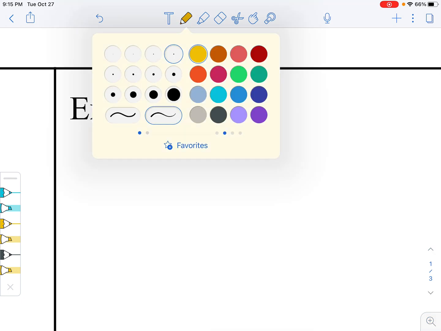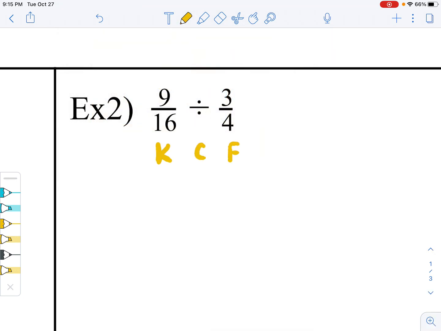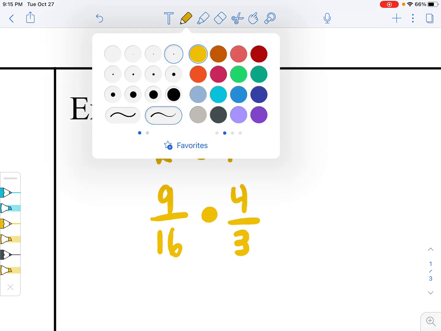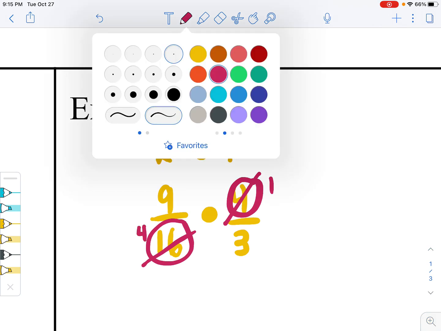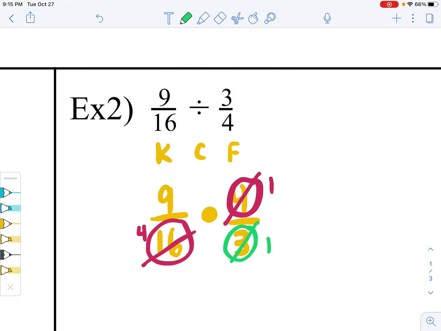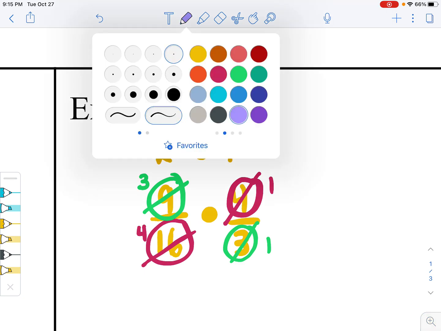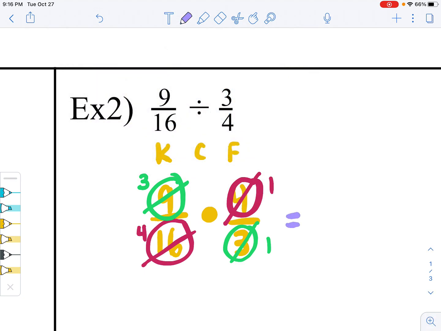In this question, we're going to do the same thing. We're going to keep, change, and flip. We're going to keep 9 over 16. We're going to change division to multiplication, and we're going to flip 3 over 4 to be 4 over 3. Then we can simplify diagonally. 4 goes into 4 one time, and 4 goes into 16 4 times. On the other diagonal, we have 3 goes into 3 once, 3 goes into 9 3 times. This makes our number smaller and easier to multiply and easier to simplify. 3 times 1 is 3, and 4 times 1 is 4.